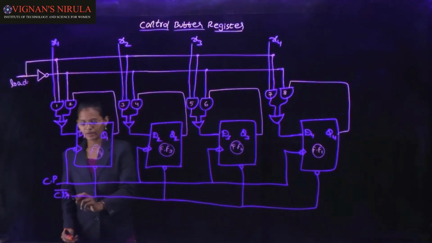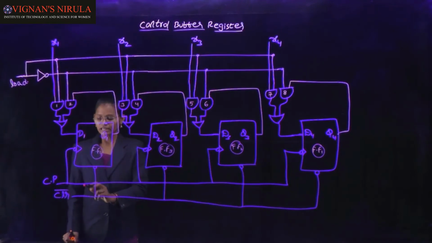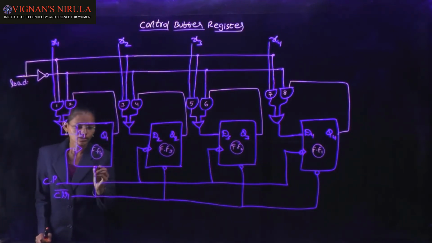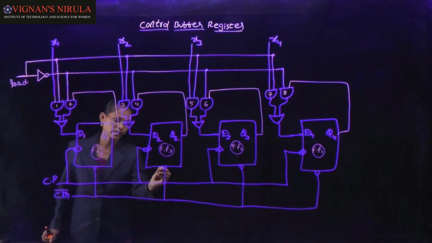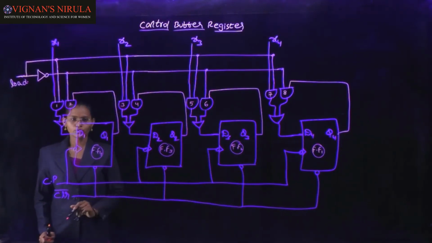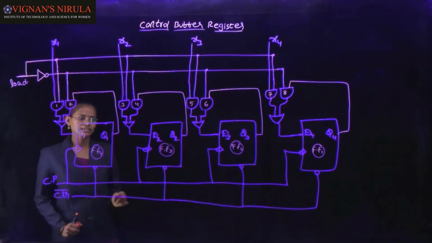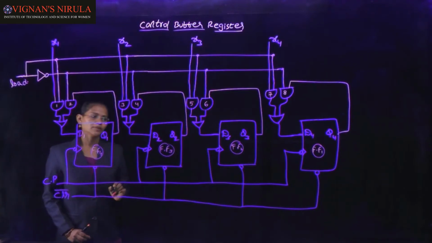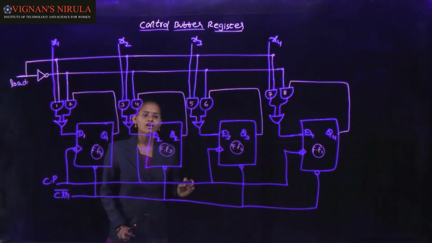And observe, this CLR is the clear part, this is low. Note here the bubble is there. Here the bubble indicates the active low input. Active low input CLR is the clear. It is used to clear the inputs, clear the inputs for all flip-flops.